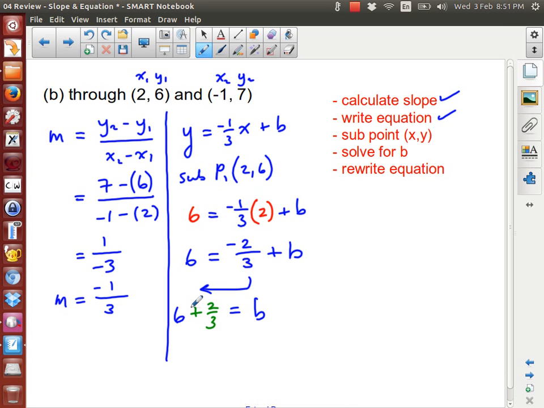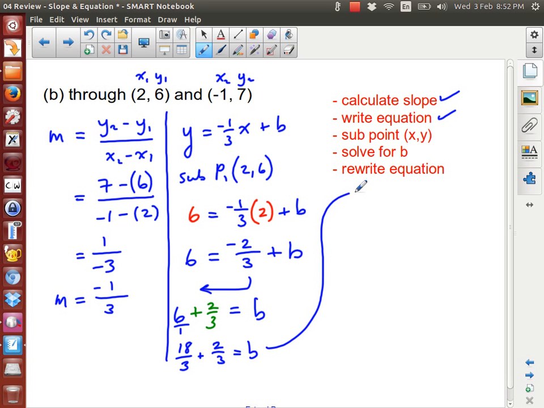Now, in order to do this, I'm going to need a common denominator. And the thing to keep in mind is that when we have 6, remember, any whole number like that is actually over 1. So how do I change that to a number over 3? I have to multiply the 1 by 3. So I multiply the 6 by 3, and I end up with 18 plus 2 over 3 equals b.